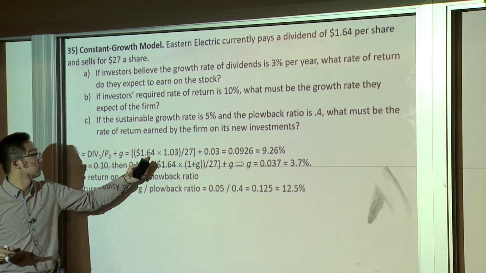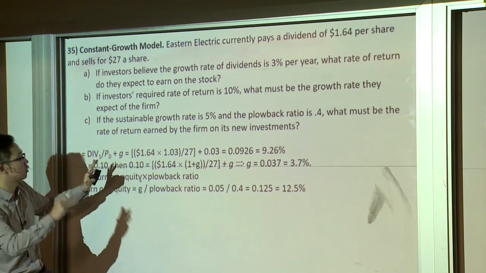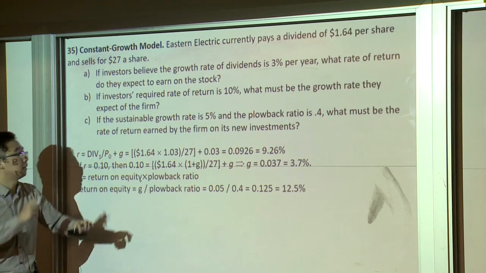See, 1.064 multiplied by 1.03 and divided by this, transform a little bit, right? Solve for R, 9%.